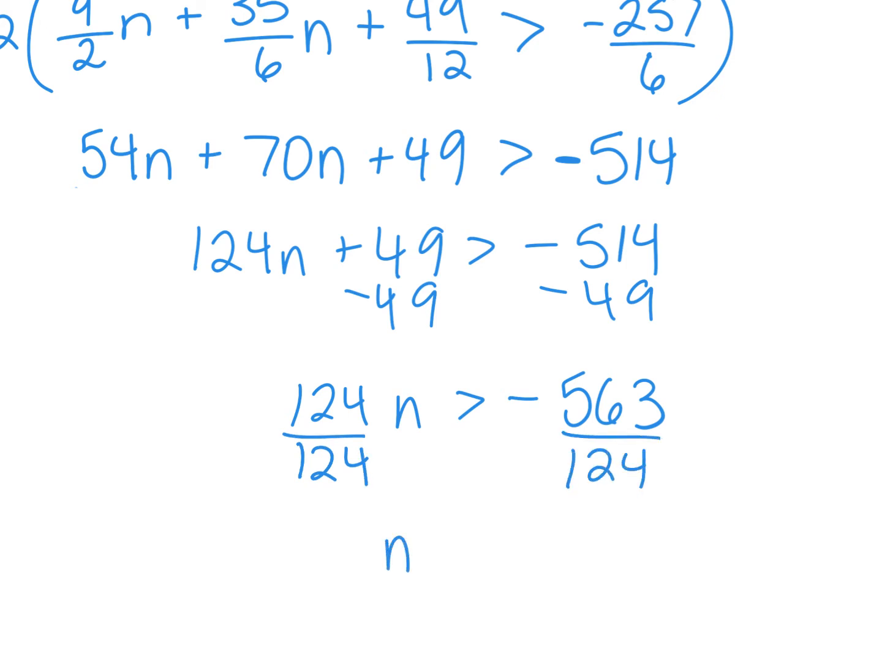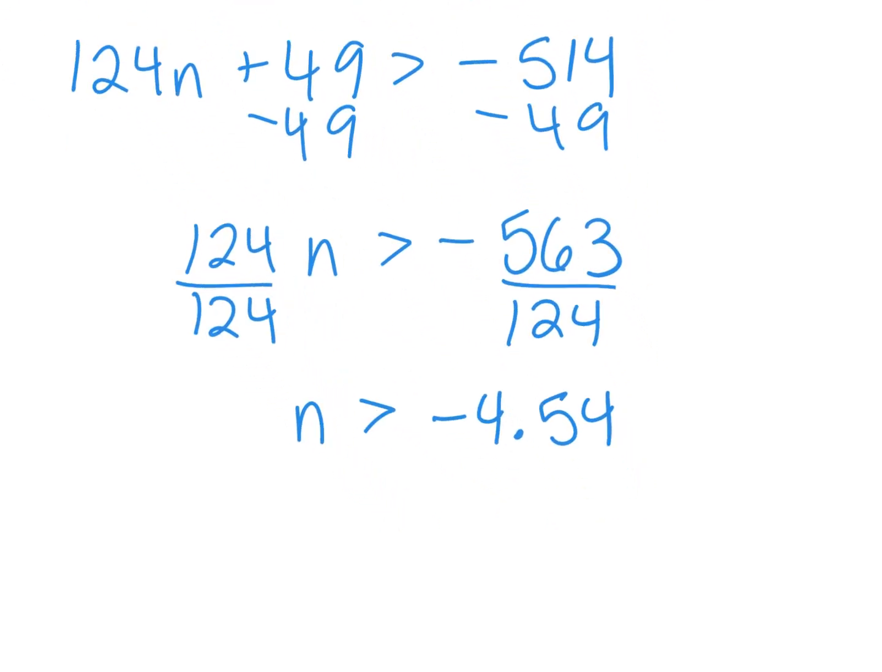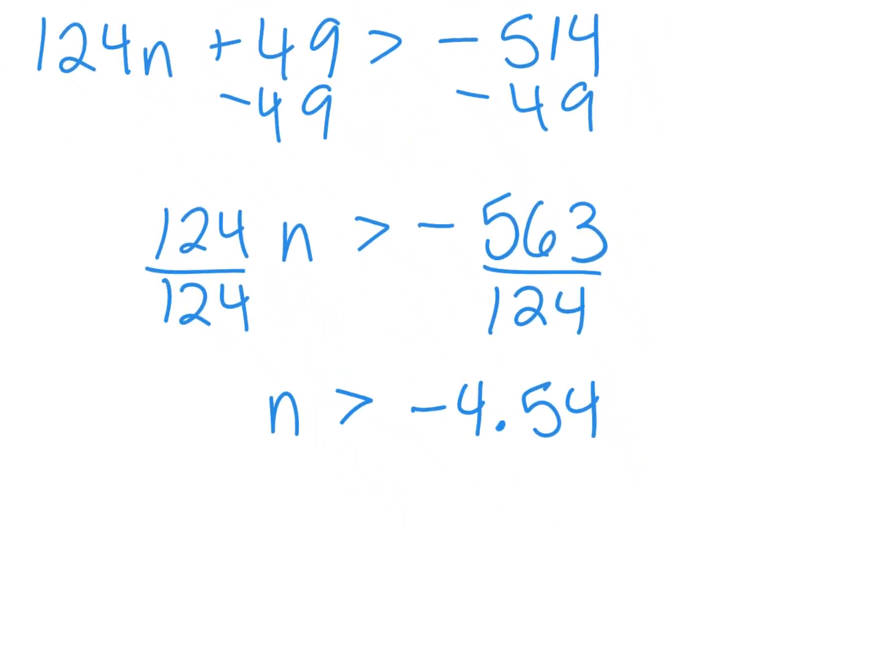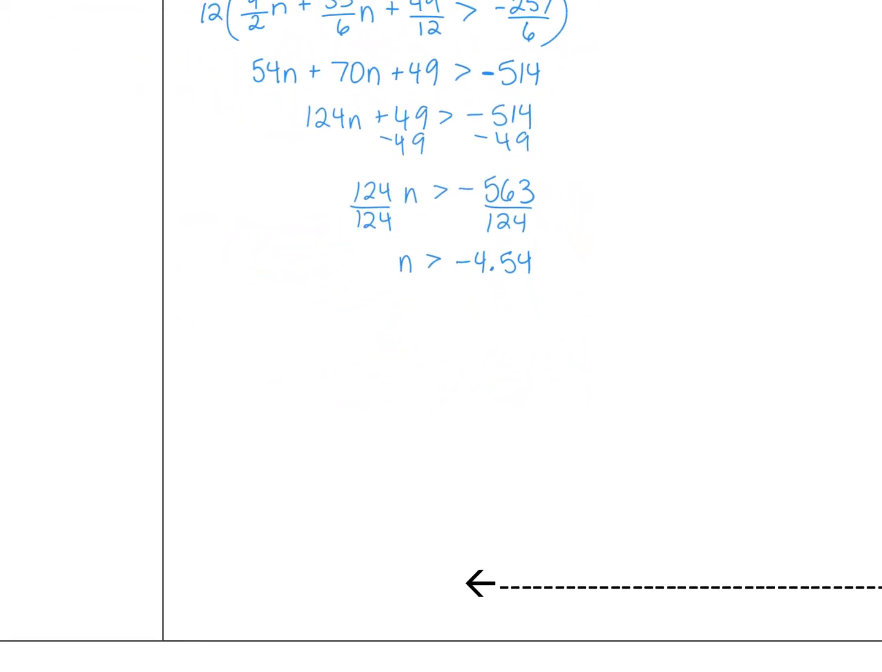Why not? Because it's not a negative. Oh. So what is -563 divided by 124? -4.54 if we leave it as a decimal. If we leave it as an improper fraction, I'm not even sure if that simplifies. It might just be -563 over 124. But either way, make sure we know what that is both ways.